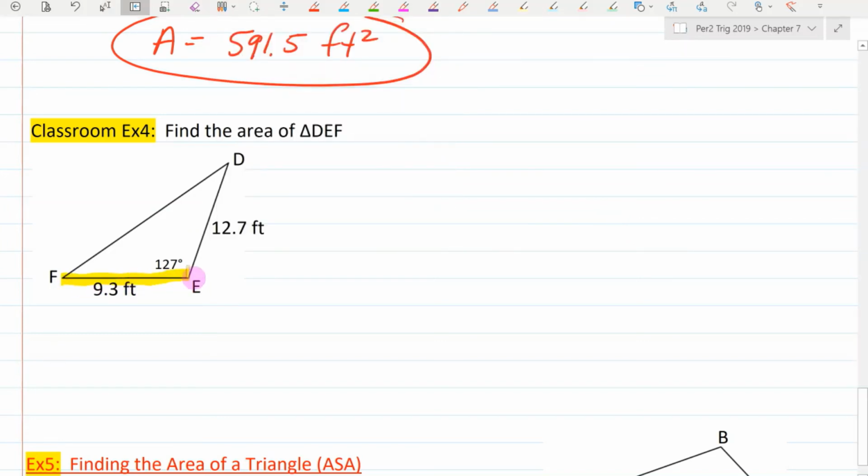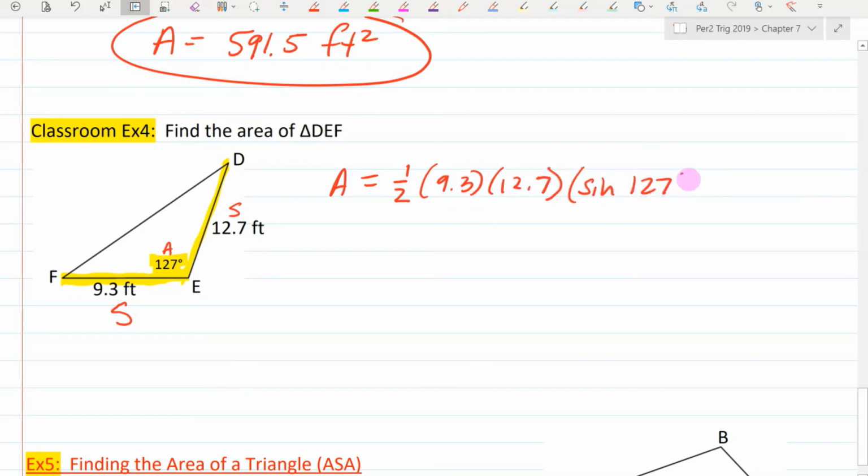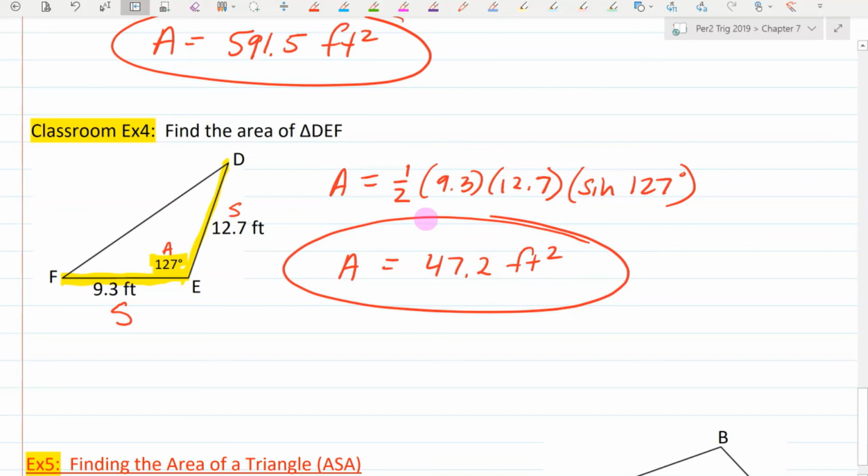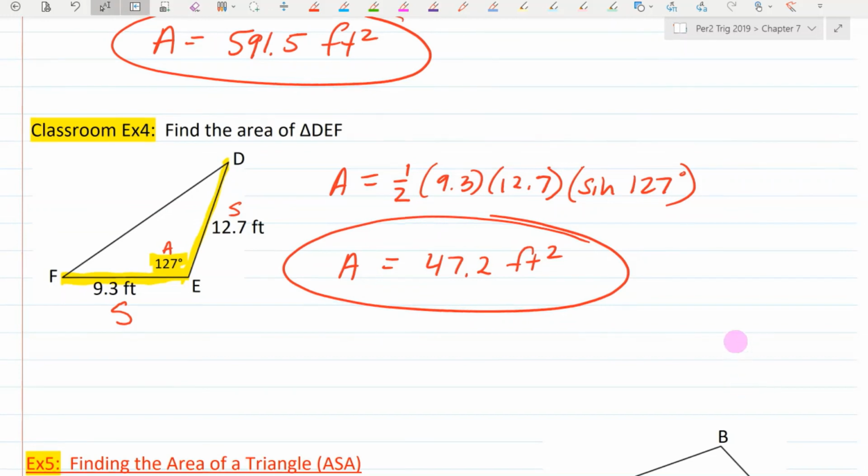All right, we have side, we have angle, and we have side, okay? So it's in between. So all we have to do is 1/2 times the two sides, it doesn't matter what order they're in, times sine of the angle. And so the area is 47.2 square feet again. All right, easy enough. Now let's do the next one and see what happens.